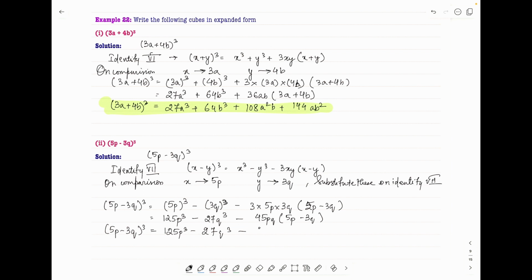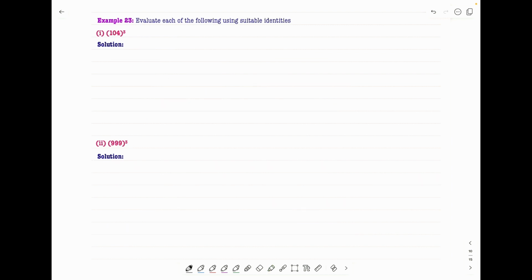45 into 5 is 225. 225 pq into p is p square q. Then minus, this will become plus. 45 into 3 is 135. 135 pq into q is pq square. Got my point? So 5p minus 3q whole cube is 125 p cube minus 27 q cube minus 225 p square q plus 135 pq square. Got my point? So this is done, we'll solve the next question.